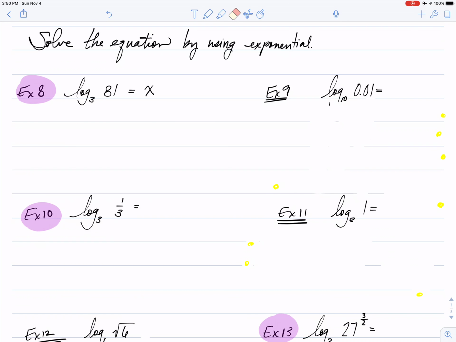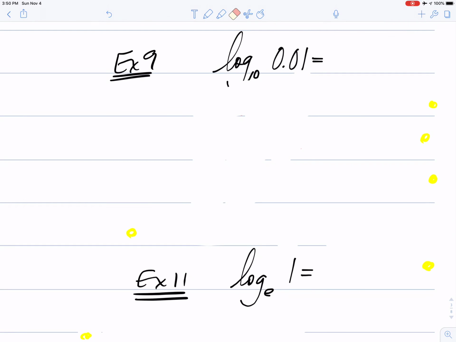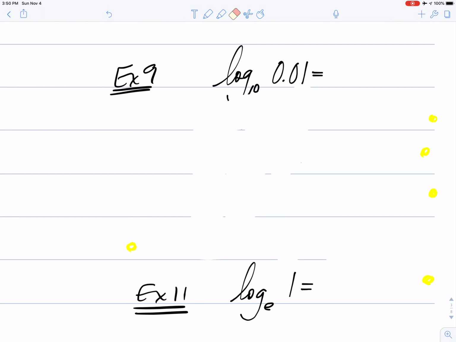The directions say that we should solve the equation by using exponentials. So if we're looking at example number 9 here, the first thing is I don't like that they've written this with a 10 base. Remember that the common logarithm is never going to write a base. So I'd like to rewrite this first of all.